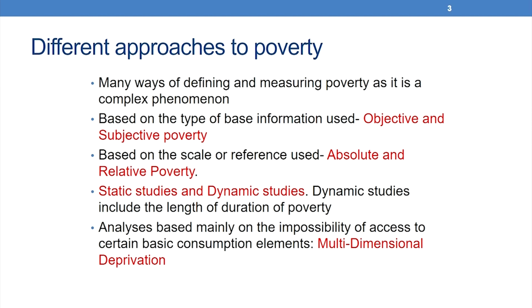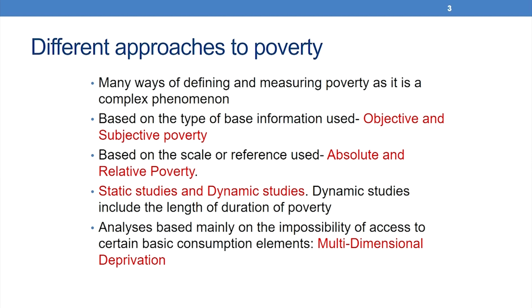Depending on the point of view adopted and the aspects that need to be highlighted, different poverty analyses can be carried out. Within the huge variety of possible studies, the first classification refers to the type of base information used, which can be termed objective and subjective poverty. Likewise, depending upon the scale of reference used, we refer to absolute and relative poverty. Finally, it is also important to distinguish static studies from dynamic studies. Dynamic studies include an essential dimension, which is the length or duration of poverty. In this way a difference arises between transversal poverty and long term or persistent poverty.